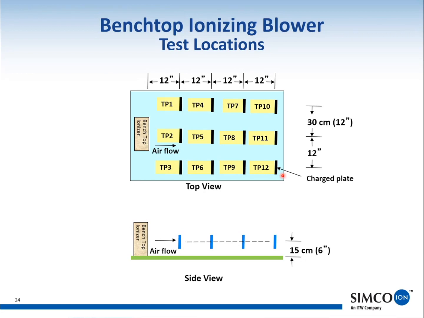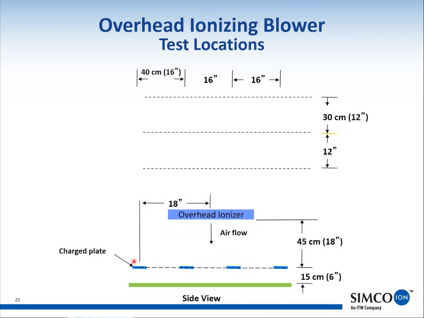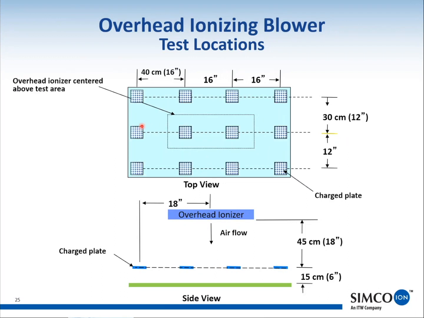We either go inside of a tool, and we're trying to focus that airflow where we want it to go. The overhead blower has a similar test pattern. Again, here's the table from the side view. The overhead ionizer is hanging above it and the airflow is coming down. We'll place the charge plate at 4 locations across, but again, not just right under the ionizer, but also on either side. So we're going to actually cover the entire workbench.